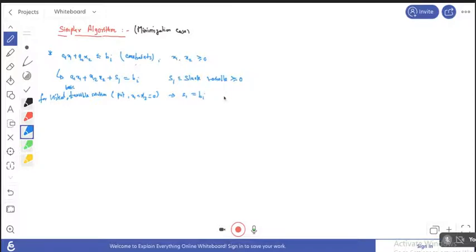If your bi is, suppose, less than 0, then your s1 is negative. But s1 must be greater than or equal to 0, and here you get a negative value. So this implies that s1 is an infeasible solution.